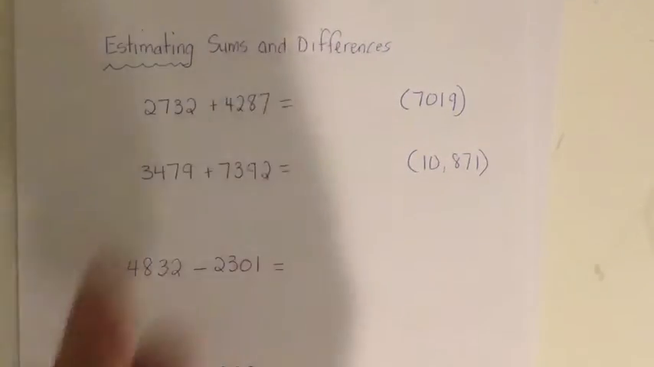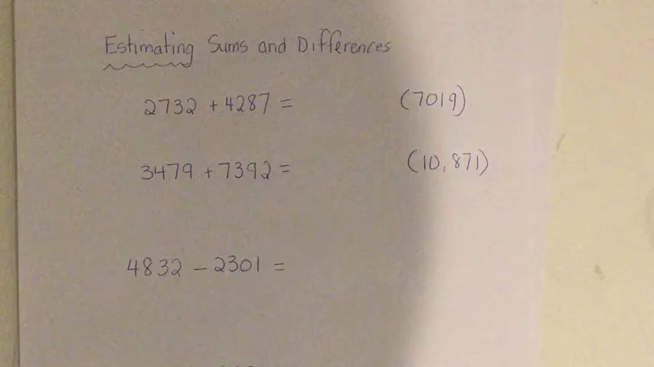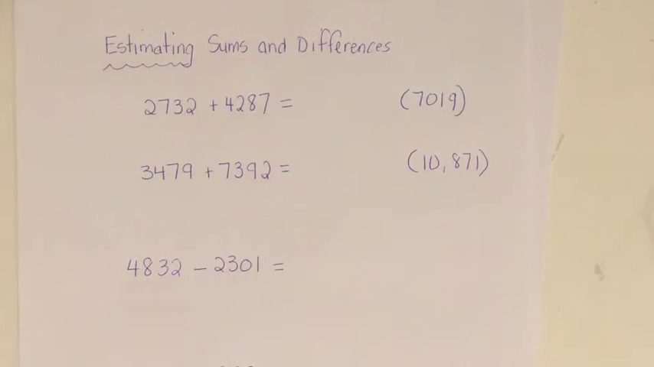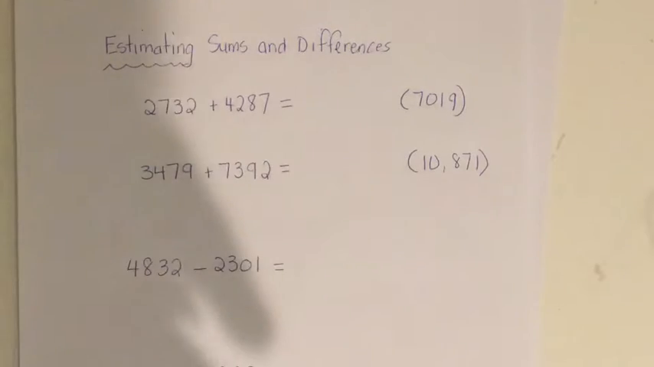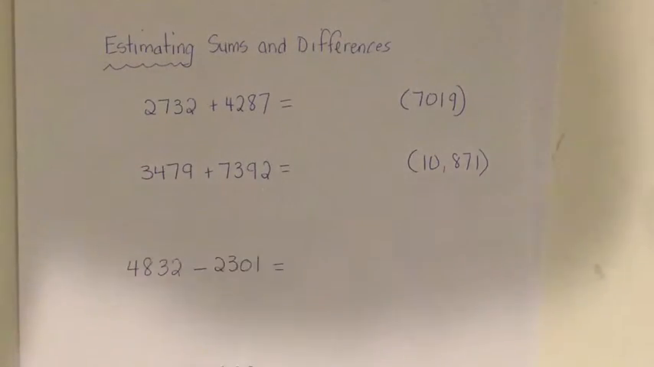Then we had estimating sums and differences. So we use our rounding strategies to help us estimate. The idea, what I've been teaching, is when you're doing an estimate, you want to just be able to do a very quick calculation in your head, something that you can do quick and fast.